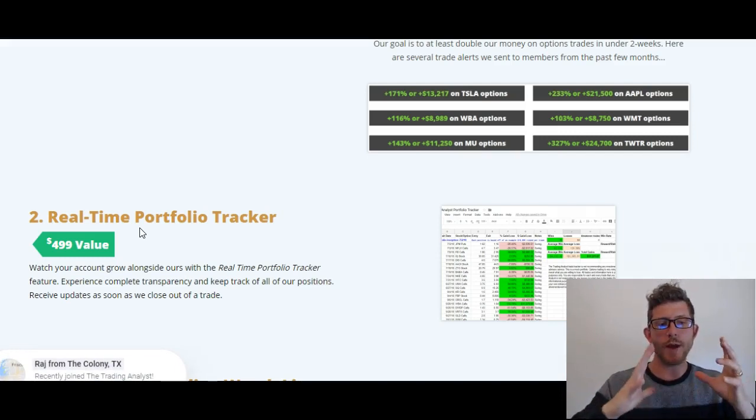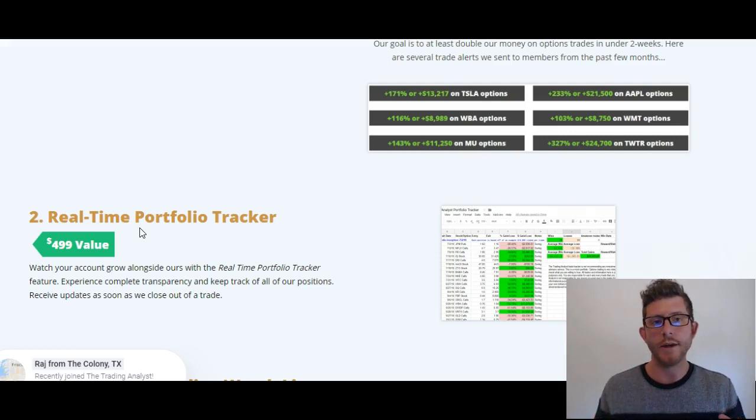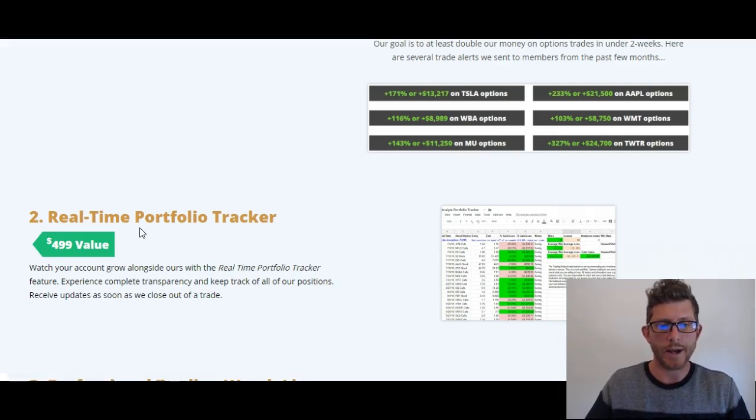The reason we give you access to this portfolio tracker is, first and foremost, it's our way of being 100% completely transparent with you. Every single trade that we take is put on that portfolio tracker, whether it's a win or a loss or a break-even trade. It's our way of just being completely upfront and honest with you, and that is rare in this industry.